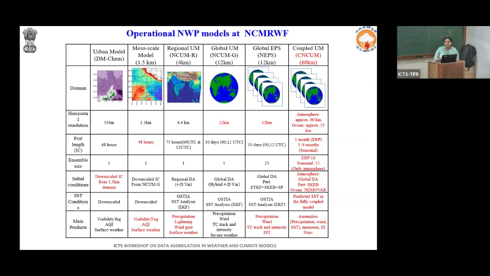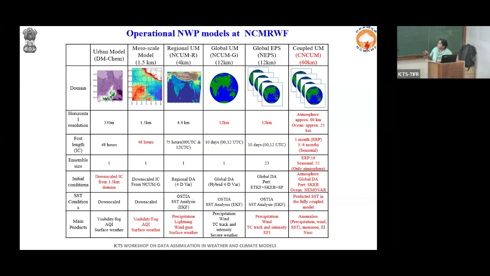The coupled system we are running at a coarse resolution. Whatever is operational now, the horizontal resolution of the atmosphere part is 60 kilometers and the ocean is 25 kilometers. Compared to the 12-kilometer deterministic, the atmosphere model in the coupled system is very coarse, at 60 kilometers. But now we have tested one coupled model with 10-kilometer resolution also, but it is not yet operational. In the new HPC, we will implement the coupled system also. So the coupled system with a 10-kilometer atmosphere and a 25-kilometer ocean is what we are planning.